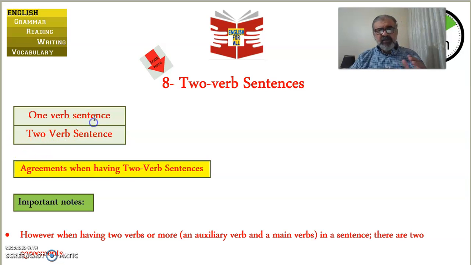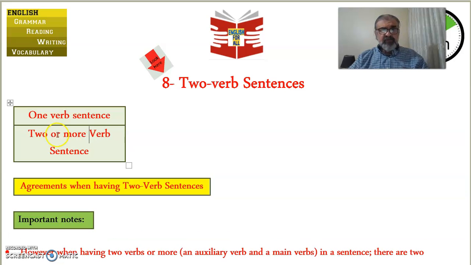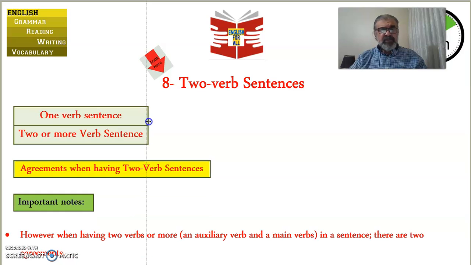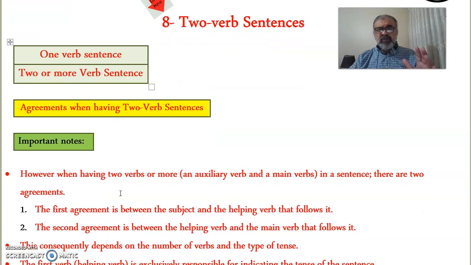If you remember, we said that sentences in English are of two types, either one verb sentence or two or more verb sentences. And because we are dealing with two verb sentences, we should consider the concept of agreements. Now, let's start with some important notes.